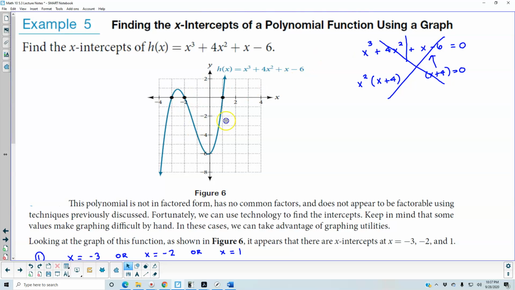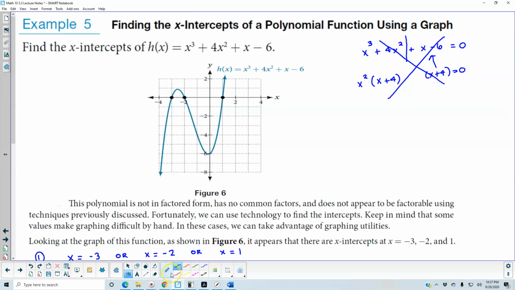So now we're going to have to graph this, either using Desmos or a graphing calculator. As stated, this polynomial is not in factored form, has no common factors that we can factor out, and again, it does not appear to be factorable using any of the techniques that we previously discussed. Fortunately, we can use graphing technology to find the intercepts. Keep in mind that some values make graphing difficult by hand. In these cases, we can take advantage of graphing utilities.